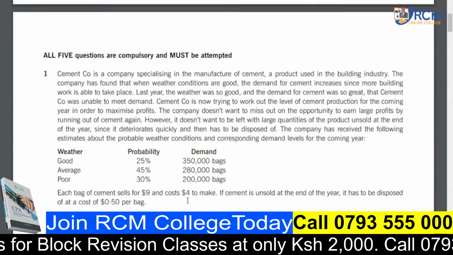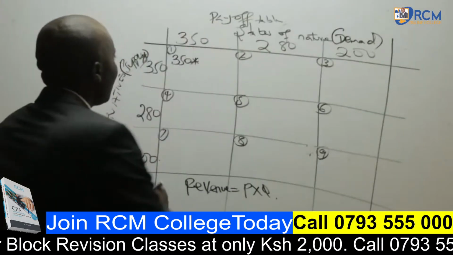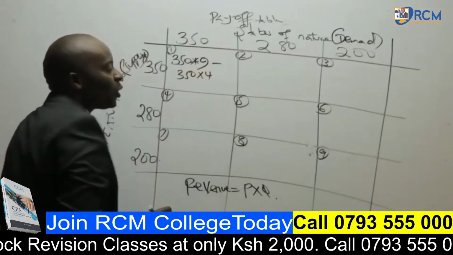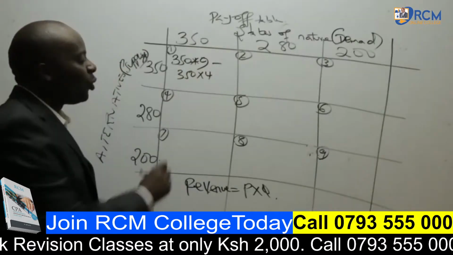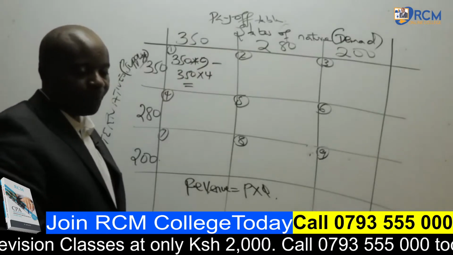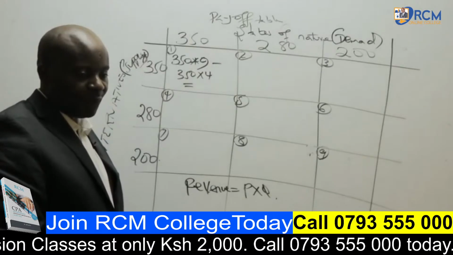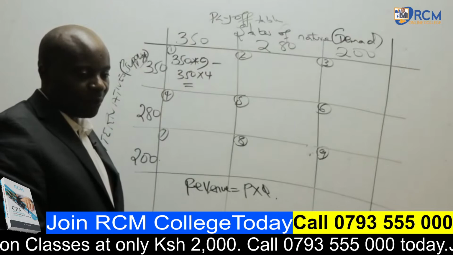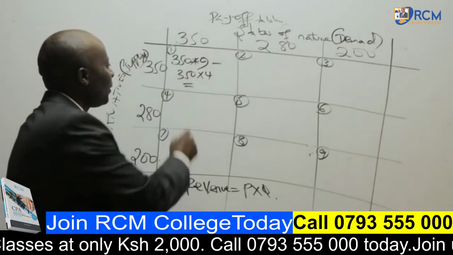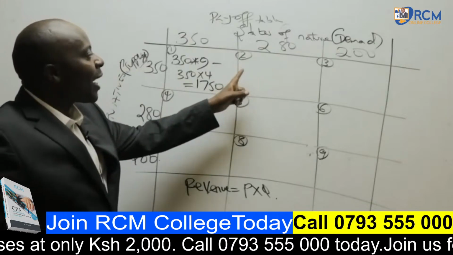Very good. So I'll take 350 times 9, minus the total cost, which will be 350 times 4 shillings, since each bag costs 4 shillings. So could you kindly give me the profit that you're going to get here? 350 times 9 minus 350 times 4. 1750. Thank you very much. 1750.